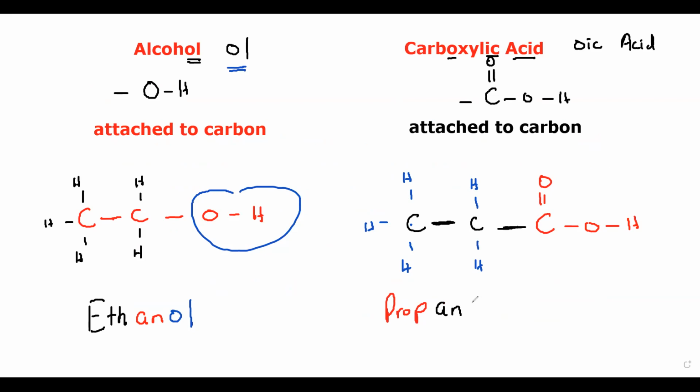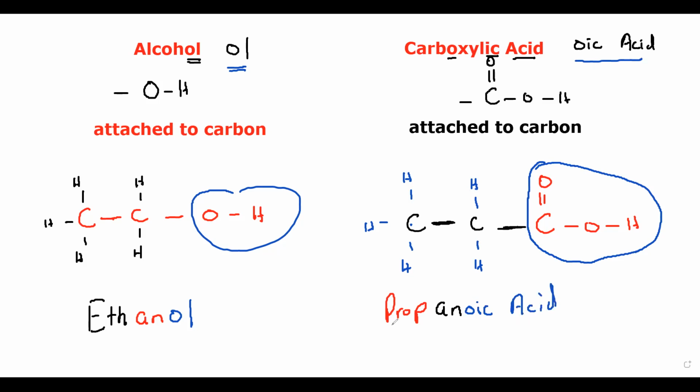It should be ANE, but if it is not a carboxylic, then we write full ANE. But because the carboxylic group is there, we just write AN. So prop N. And due to the presence of this group, C double bonded with O and OH, this group is called carboxylic group, and the name should be oic acid. So it will become prop N oic acid.